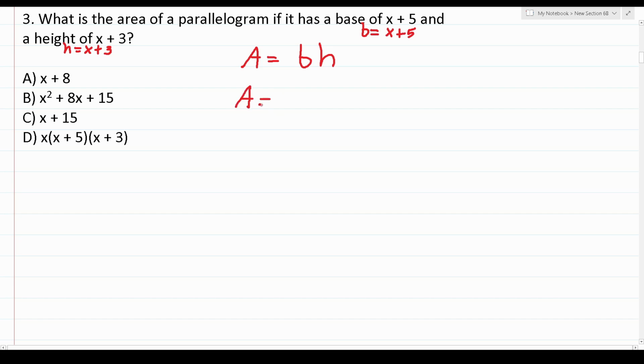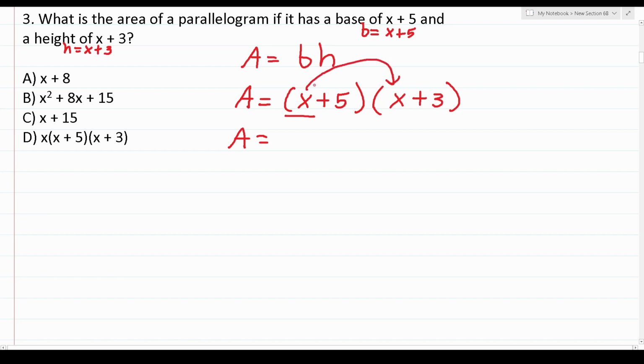So area equals, our base is x plus 5, and our height is x plus 3. All right, unfortunately, that's not one of our answer choices. So in light of that, we're going to have to expand this via either the FOIL method or the distributive property. Those two things are the same. So the distributive property says take this x and multiply it here and here. Then it says take this 5 and multiply it here and here. So that's what we're going to do.